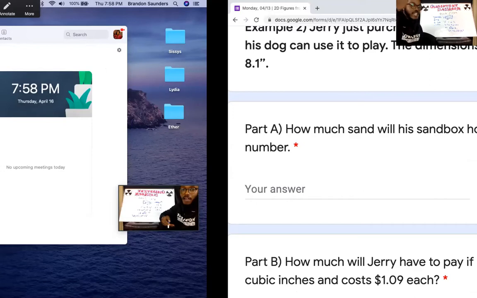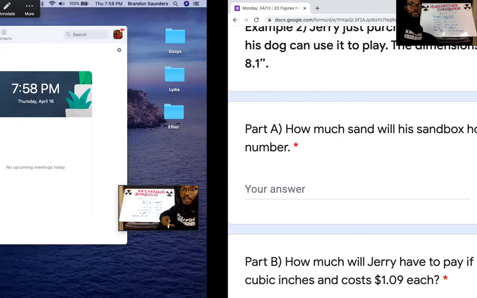Now, this next question is just taking our understanding and moving it a step further. We're talking about how much Jerry has to pay if a small bag of sand that holds 25 pounds costs $1.09 each. So, again, I'm going to write down that information here. I know that the volume is 145, and his bags are $1.09 for 25 pounds of sand.